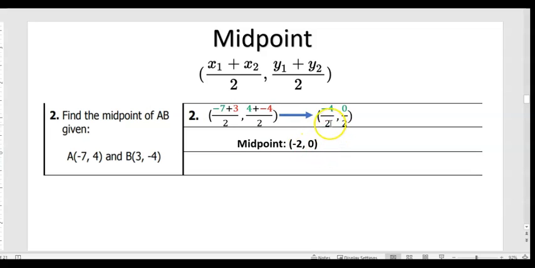Once you do your division, negative 4 divided by 2 is negative 2. And then 0 divided by 2, of course, is 0. So our midpoint is negative 2 comma 0. So once again, you're going to add the x's, divide by 2, add the y's, divide by 2, and you are done.